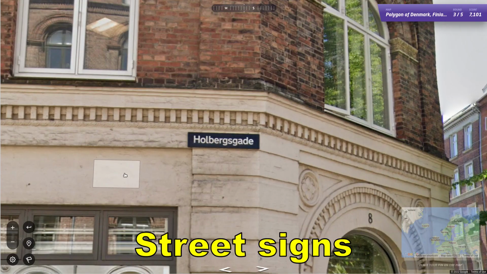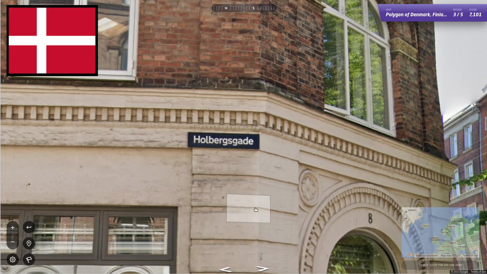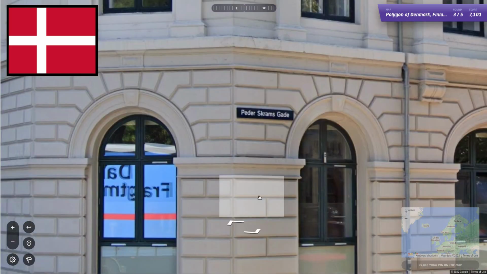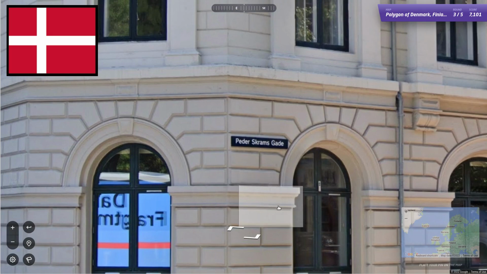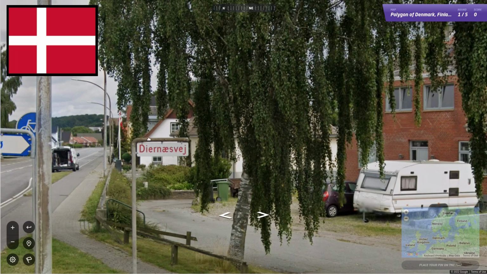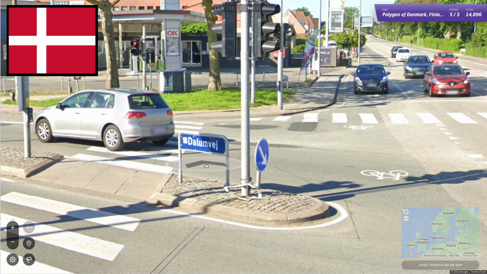And then the street signs. Holbergsgade. Gade is Danish for street, and that's a bluish background. It looks very Danish. And here is another, Pederskramsgade, clearly Danish. Again, this kind of a pipe, and the street sign is hanging from it, and road is Vej with J in Danish, and this is also with red text. And here is Dalum Vej with J in the end.